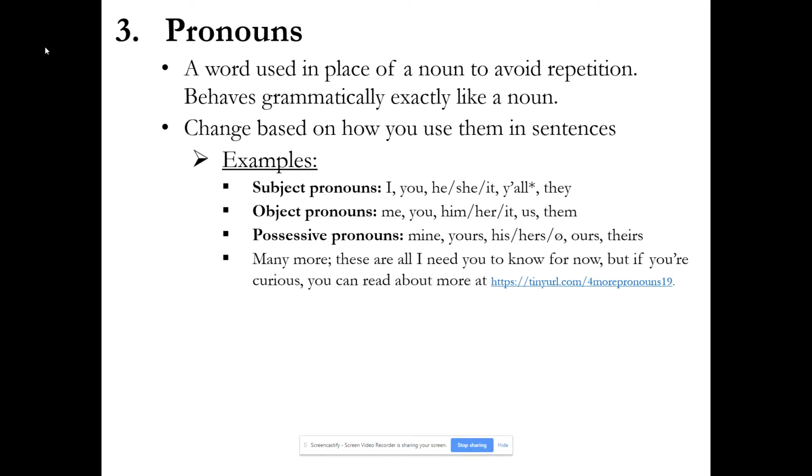Again, there are lots more. There are many more kinds of pronouns. These are the ones I need you to know for now. I did leave you a little tiny URL here, though, if you would like to learn more about different kinds of pronouns.